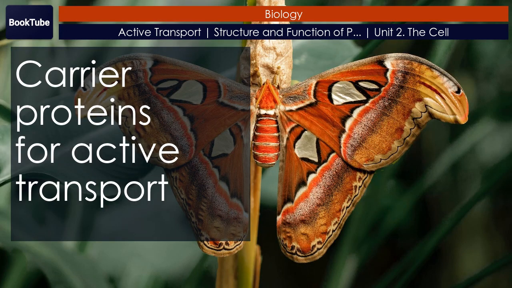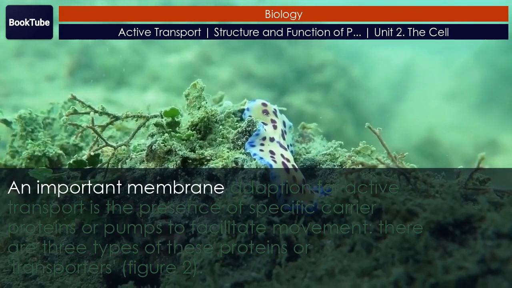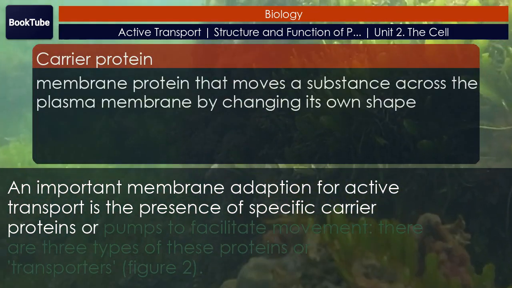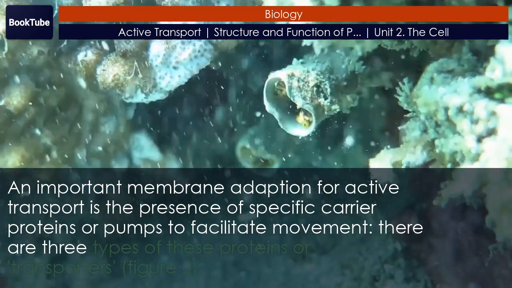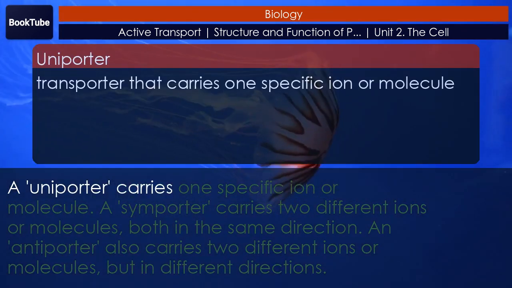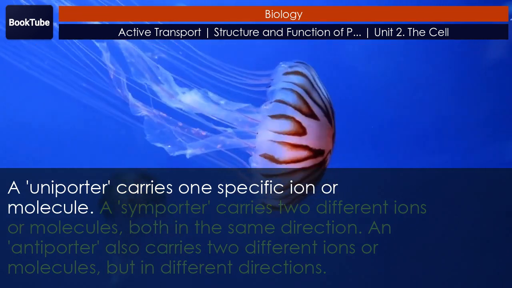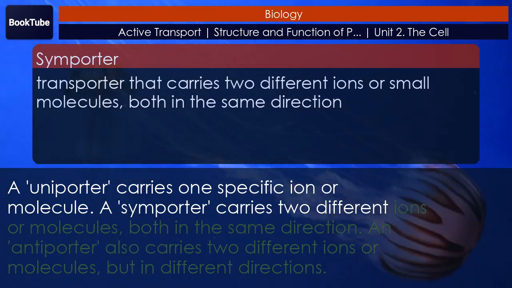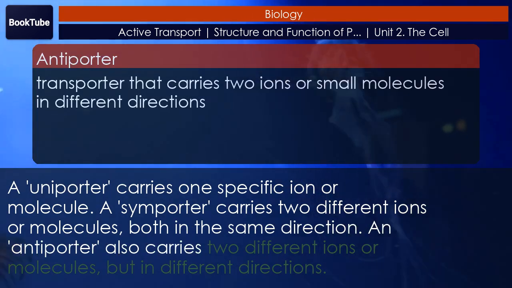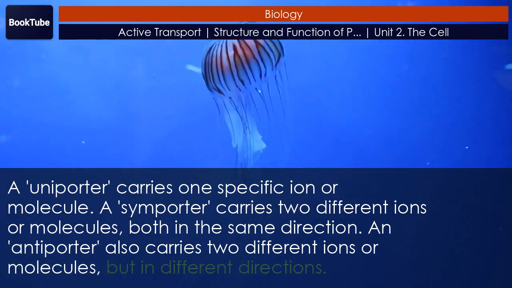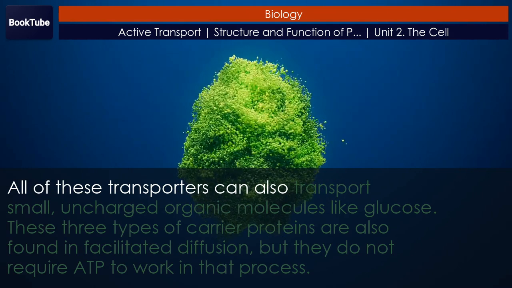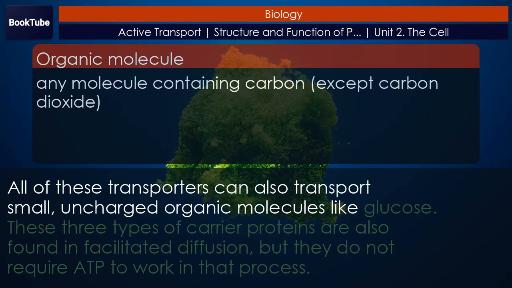Carrier proteins for active transport. An important membrane adaptation for active transport is the presence of specific carrier proteins or pumps to facilitate movement. There are three types of these proteins or transporters. Figure 2. A uniporter carries one specific ion or molecule. A symporter carries two different ions or molecules, both in the same direction. An antiporter also carries two different ions or molecules, but in different directions. All of these transporters can also transport small, uncharged organic molecules like glucose.